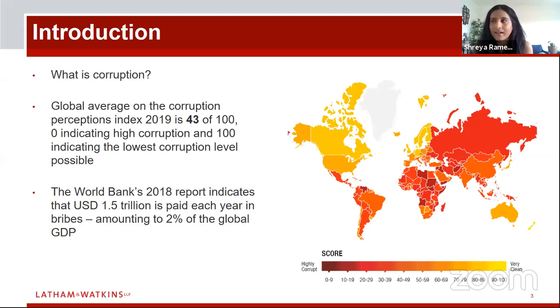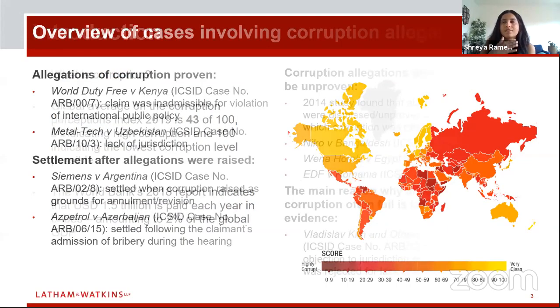And the World Bank reports as of 2018 that US$1.5 trillion are paid each year by way of bribes, which accounts for about 2% of the global GDP. And there are other reports that say that it's at about 5% of the global GDP. Now, this is all to say that corruption is a pretty significant problem in most commercial transactions, and it features increasingly in dispute resolution claims. And we'll talk about how it features in investment arbitration claims this evening.